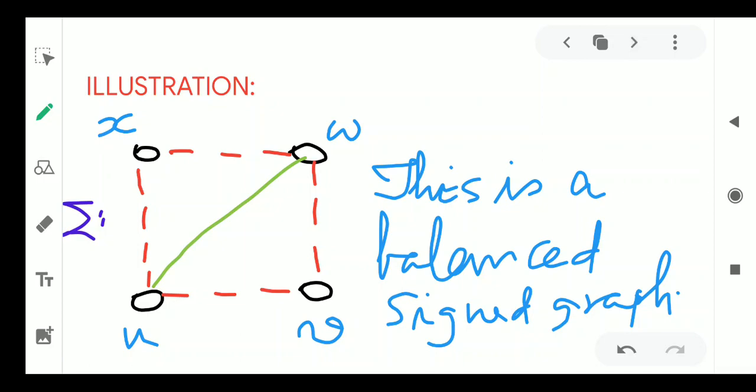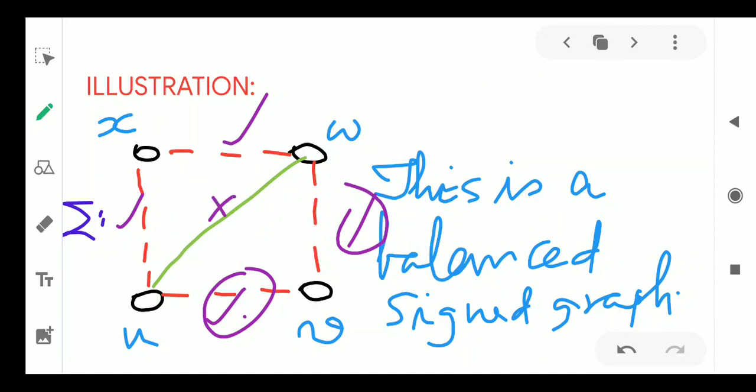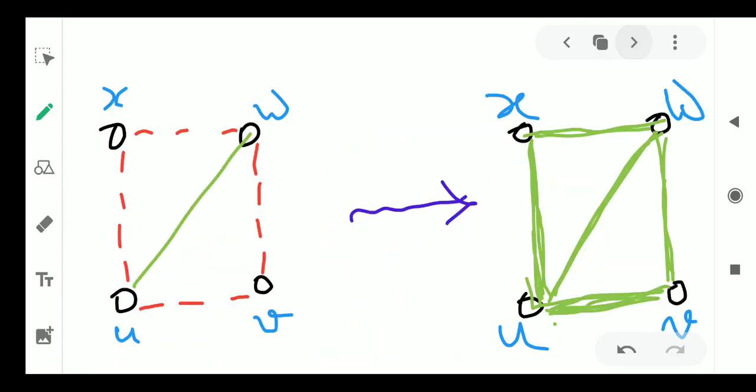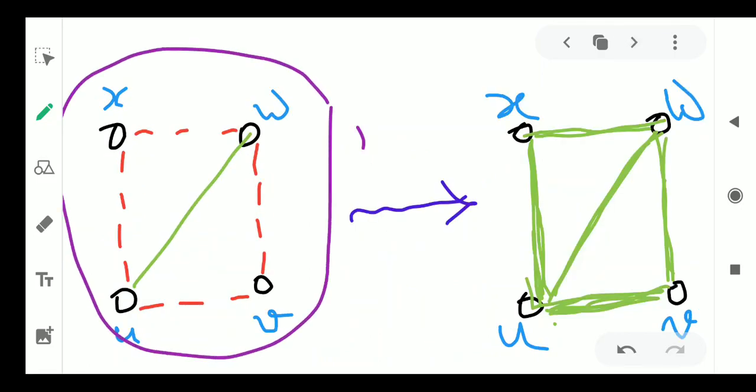So this is an example of a balanced sine graph. This is negative, this is negative, this is negative, this is negative. So 4 negatives totally, it is 1. This negative into this negative into this negative into positive. So actually this triangle will give you negative, negative, net positive. So every cycle you can say has signature 1. Now you can see that this given sine graph can be switched to an all positive sine graph.